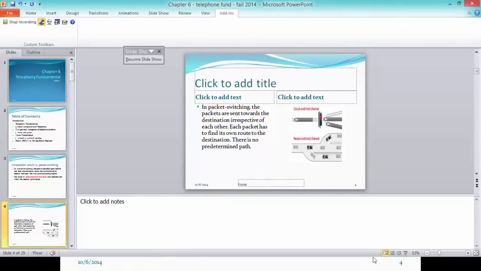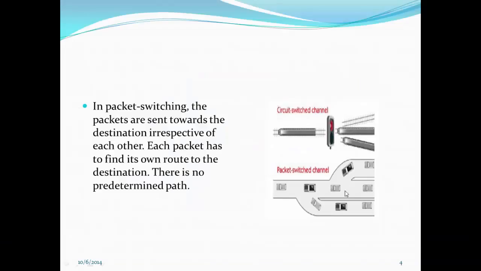path. As you can see in this PowerPoint slide, in the circuit switching channel, the connection must be established before the transmission takes place. At the bottom, the transmission or data is broken down into smaller pieces and it's sent to a different channel. So there is no predetermined path.